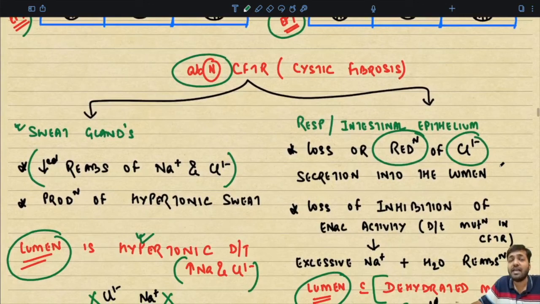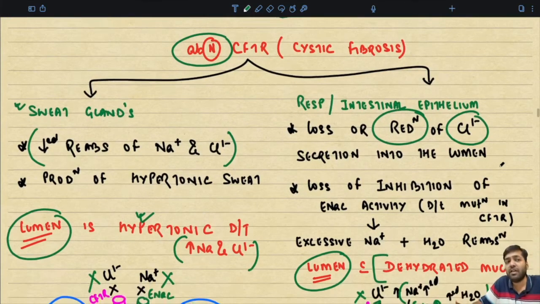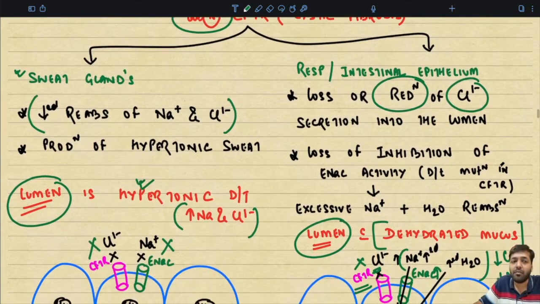I will just summarize. Whenever there is abnormality of the CFTR at the level of the sweat glands, remember there will be a decreased reabsorption of sodium and chloride. As a result, the luminal fluid will become hypertonic. So there will be a salty sweat, and this is a very important screening test which is detected by the mothers themselves.